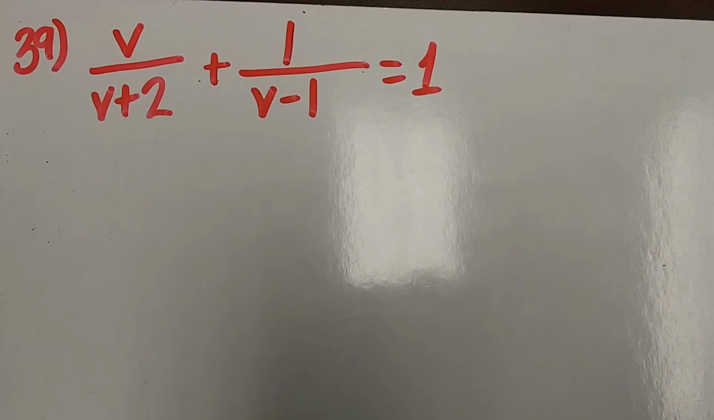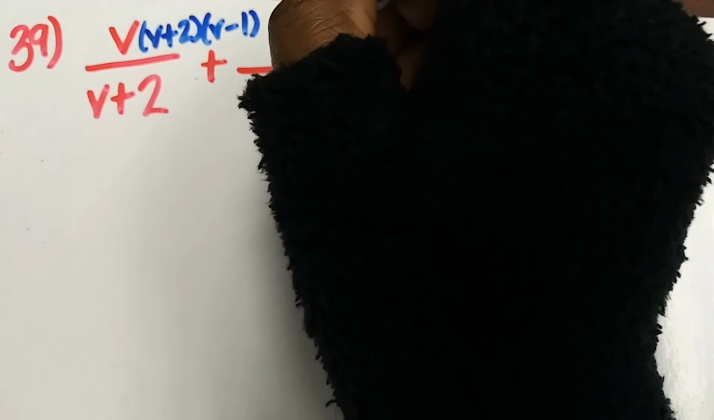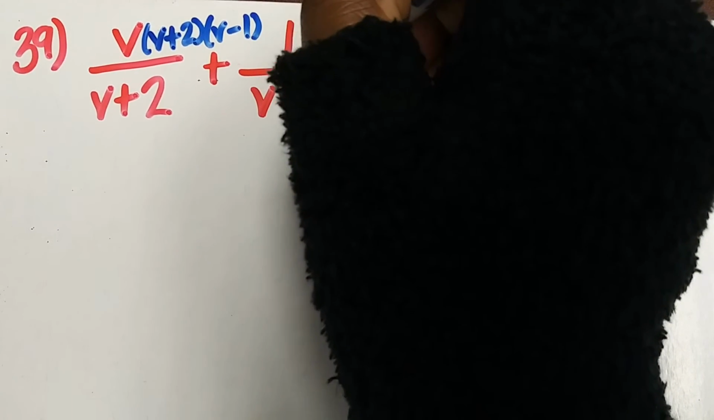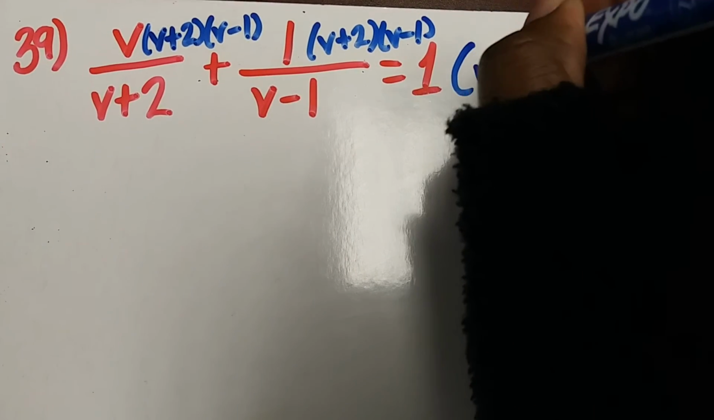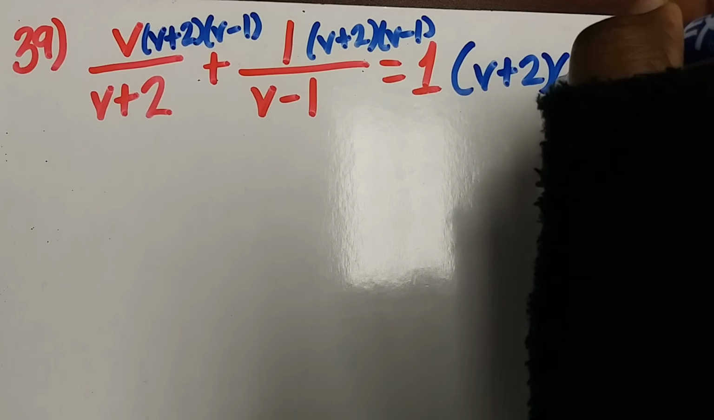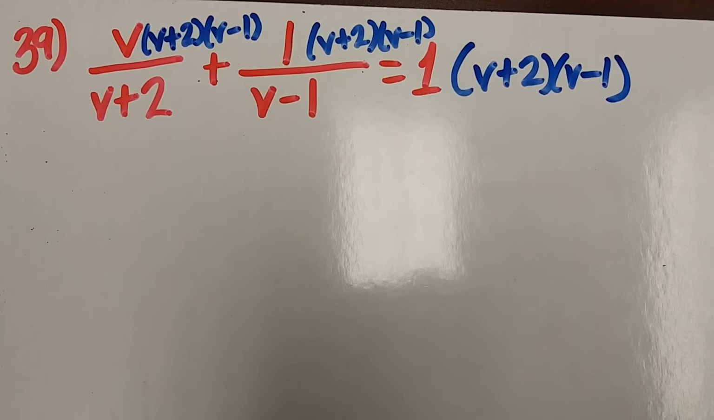How many different denominators do you see? I see 2 different denominators. Take your time and write it out. My different denominators are V plus 2 and then V minus 1. Write it again. V plus 2 and then V minus 1, and do it one more time.